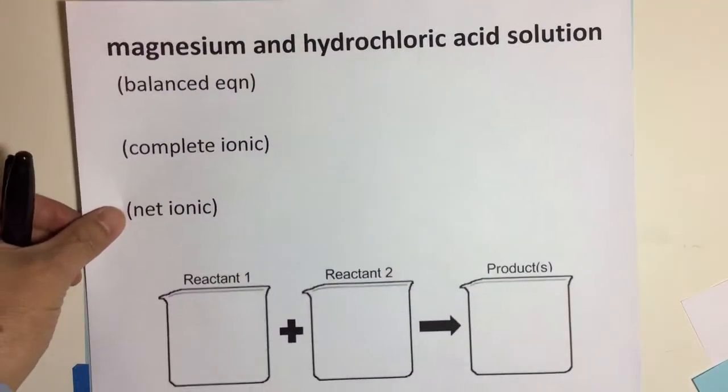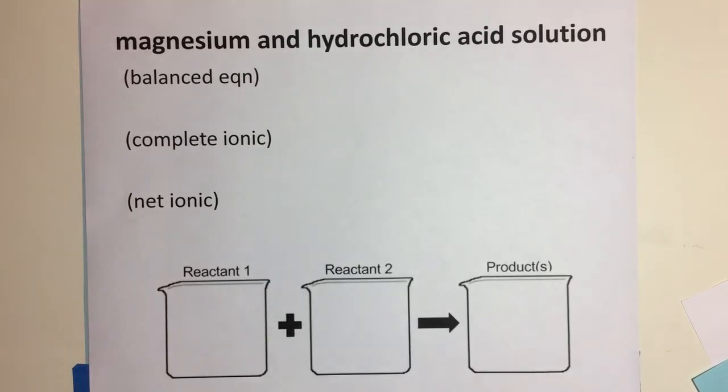Okay, so let's go ahead and get started on the example. The example is magnesium reacting with hydrochloric acid. By the way, you also should have your green sheet out so that you can practice your naming, and make sure you have a list of strong acids so that we know which ones dissociate completely and which ones don't.